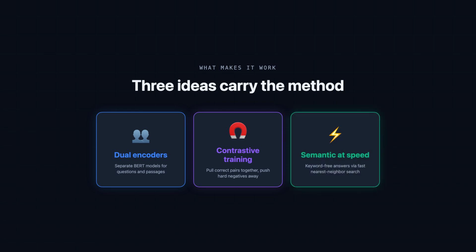Semantic match at speed. Because meaning drives the score and every passage vector is pre-computed, DPR finds keyword-free answers through a fast nearest neighbor lookup that scales cleanly to millions of documents without re-encoding anything on the fly.